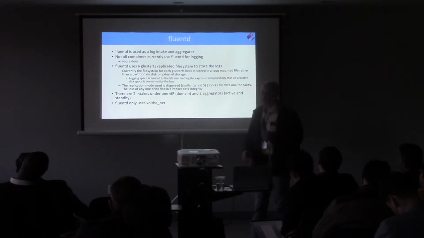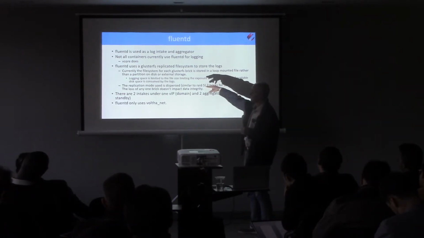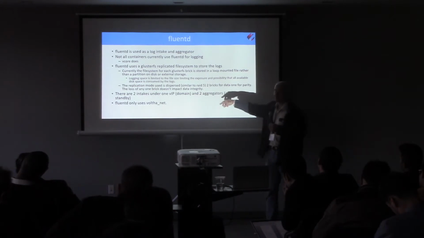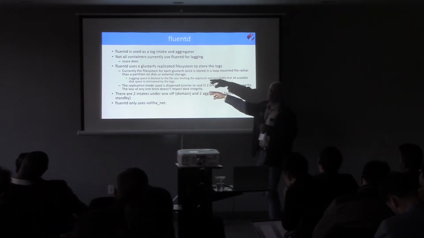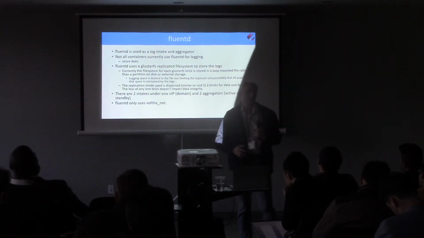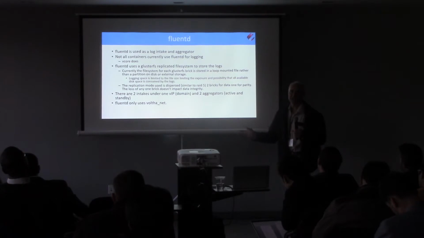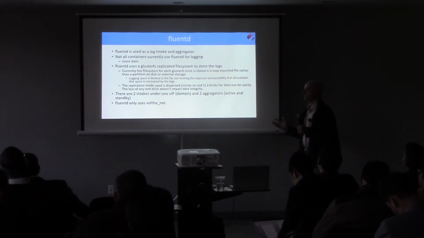Okay. The replication mode is dispersed for this GlusterFS system. There's another one. That's why I'm calling this out. It's similar to a RAID 5. That is, there are two bricks used for storage, and then one brick is used for parity. So you can lose any one of the three bricks, and you can still get your data.